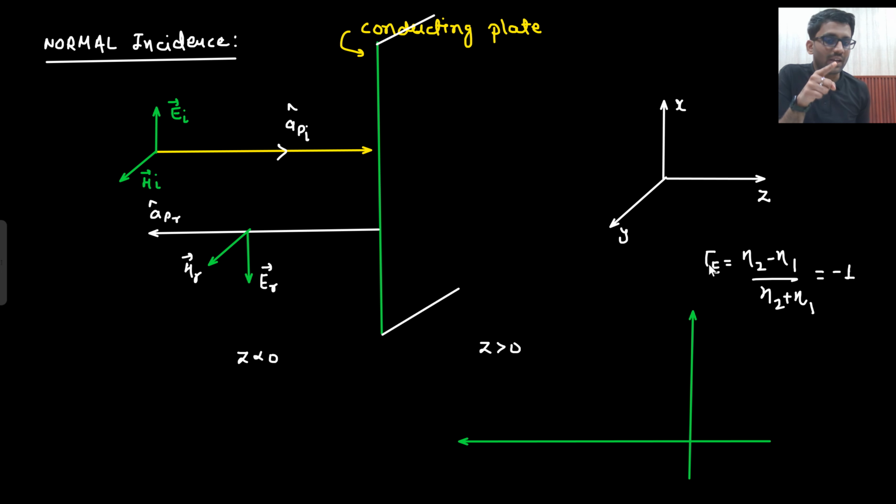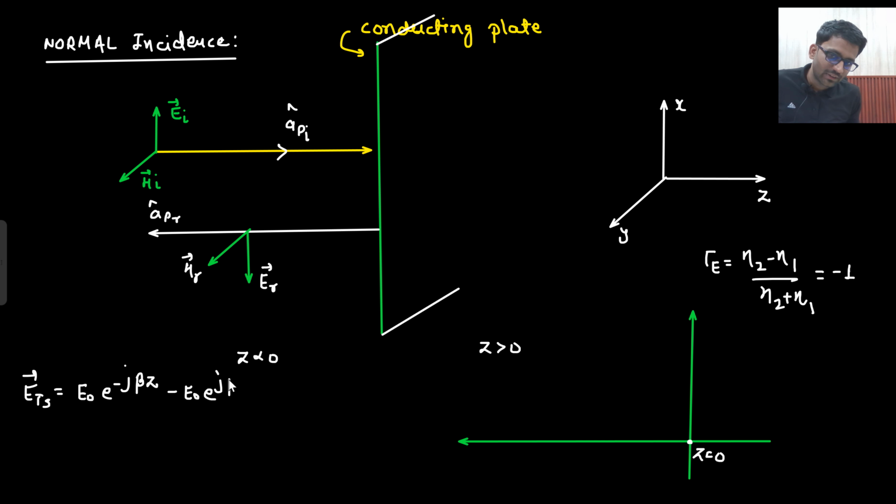But since your gamma E is minus 1, it is negative. That means here you will get maxima. That means at z equals 0 you will get, not maxima, at z equals 0 you will get minima. What is your gamma E? Gamma E is minus 1. If it is negative, then you will get minima, or you can check as well how you will write down your total electric field in phasor form. So how will you write it down? Incident: E naught e to the power minus j beta z. What about the reflected one? Reflected one will be minus E naught e to the power plus j beta z. Beta would be the same because the medium is the same, right?